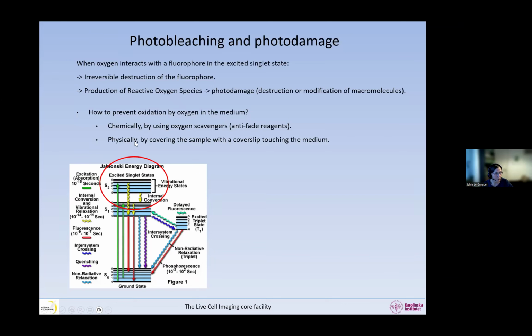We can also use a physical protection. For example, when we image in STORM and we want to avoid that the sample is bleaching, we put a cover slip on top. And just a cover slip will prevent the oxygen from basically getting into the medium and attacking the fluorophores. So these are two different ways that we can use to prevent bleaching and photo damage to our sample.